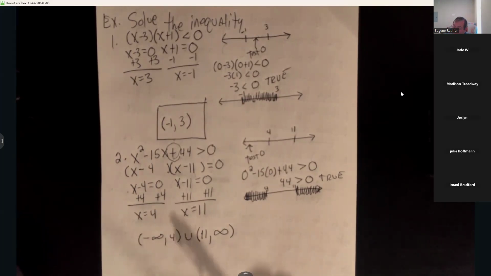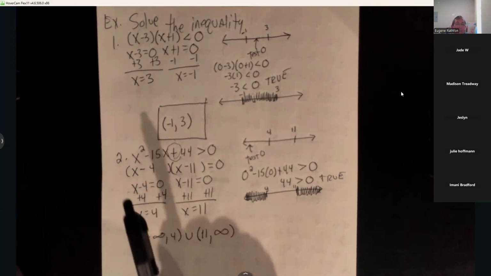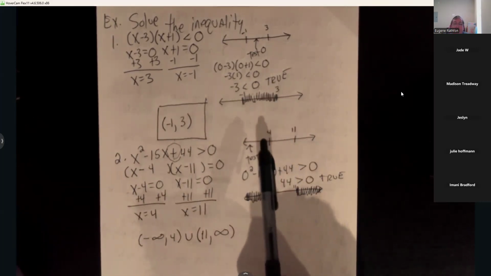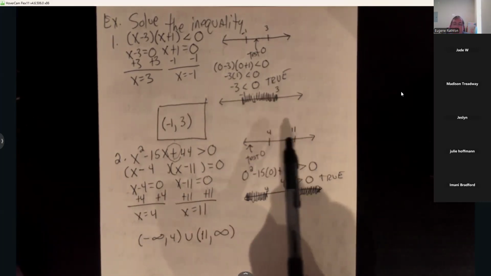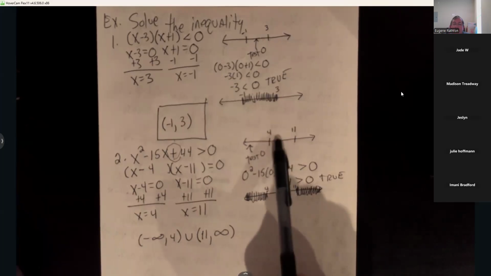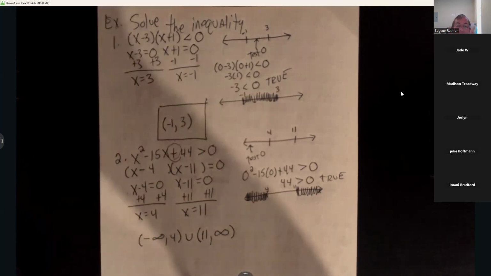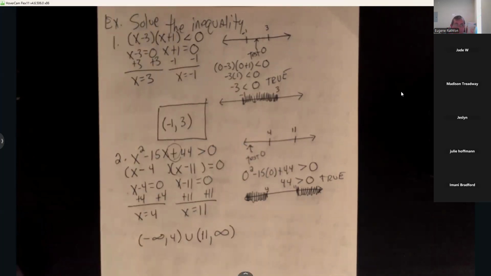So y'all, they're not too bad. The trick is getting them factored. Once you got them factored and you got your answers, it's figuring out where they are true. So if I'd have picked any number in here like 5, 6, 7 and plugged them into that, it would have been false. Okay?